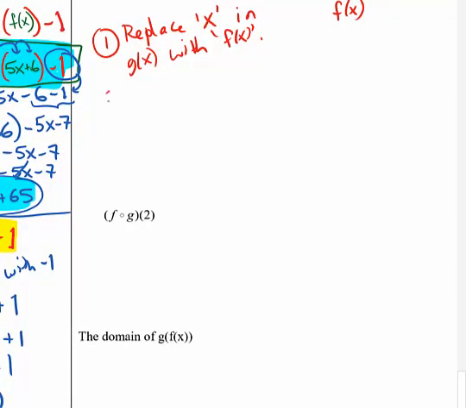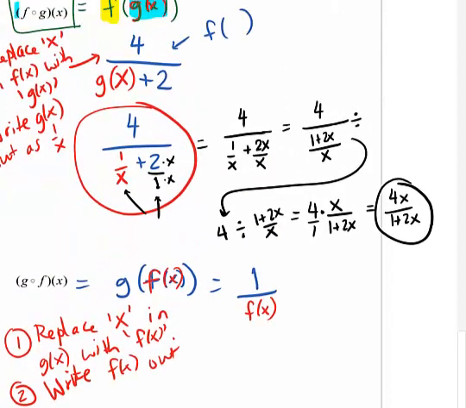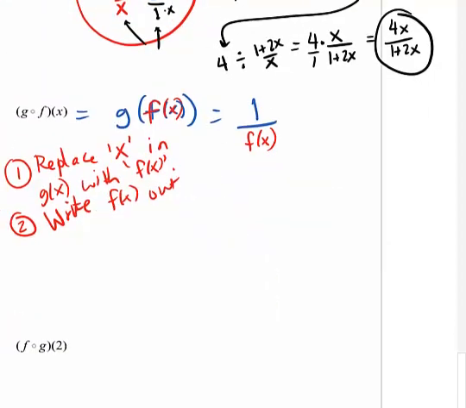And then the last step is I want to write f of x out as the function that they gave me. Then I should be done, other than simplifying, I guess. f of x was, I already forgot, what was it? 4 over x plus 2. That's f of x, but I'm going to keep all the parts of g of x.